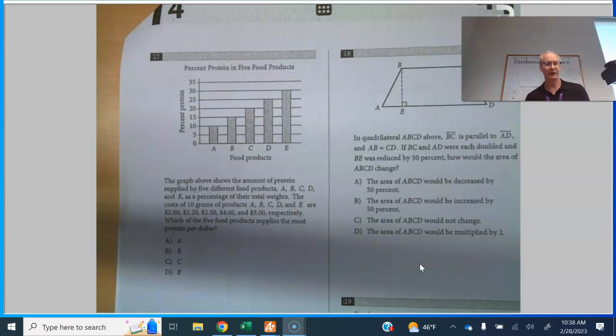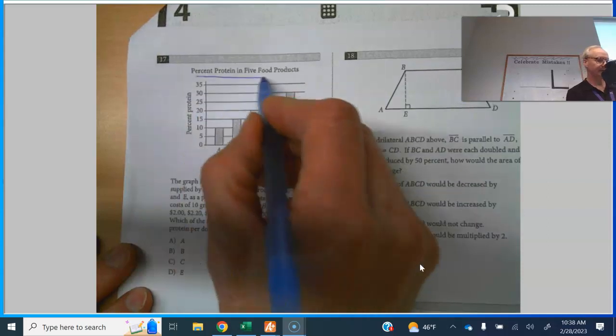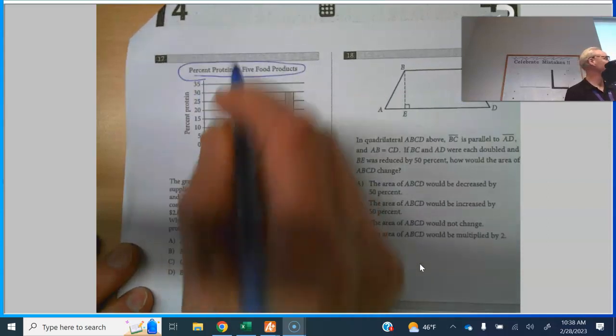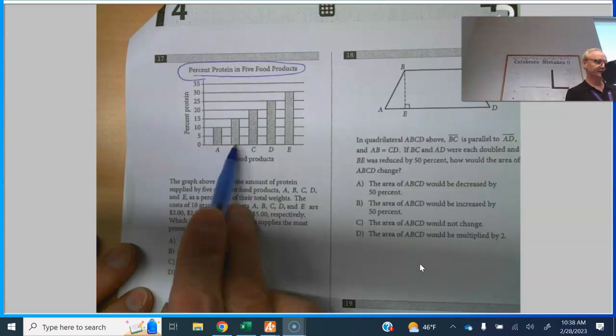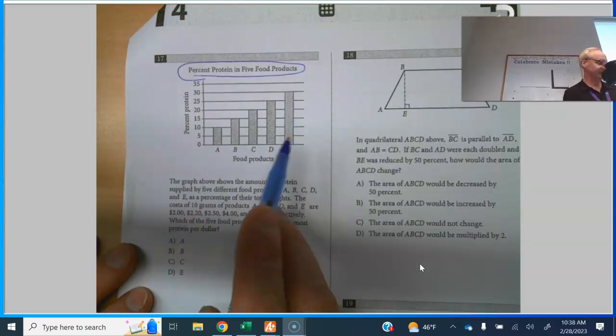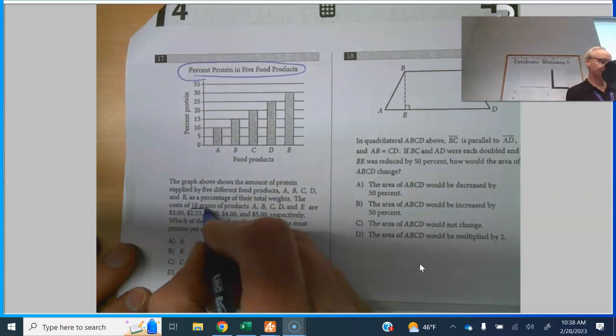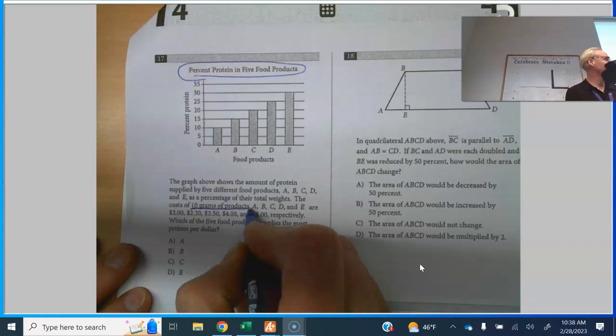Okay, guys, you should have read this problem. This is percent protein in 5 food products. They're giving you the percentages. They're not giving you the amount of protein. They're giving you the percentages of protein. And it says that this is the cost of 10 grams of the product.